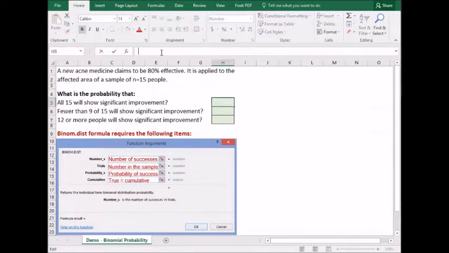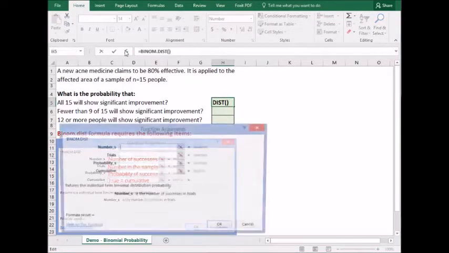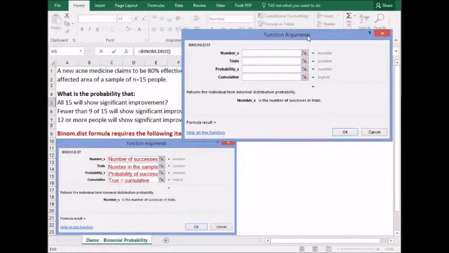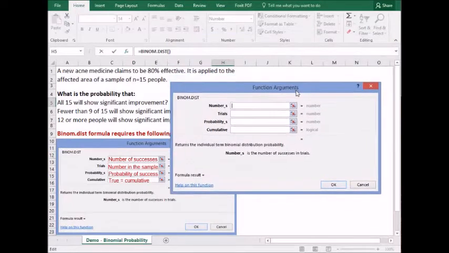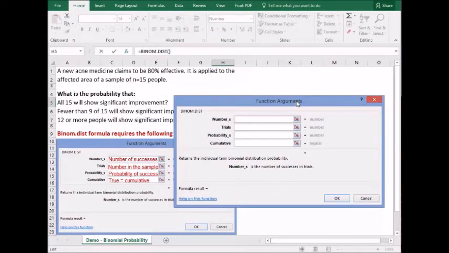Equals binom.dist, open parenthesis, and then clicking the FX button. Our first question asks for the probability that all 15 participants in the sample will show significant improvement. We are therefore looking for the probability that the number of successes equals 15.